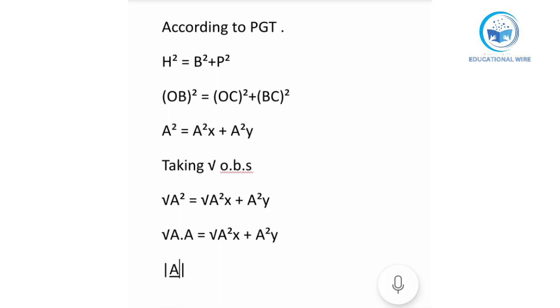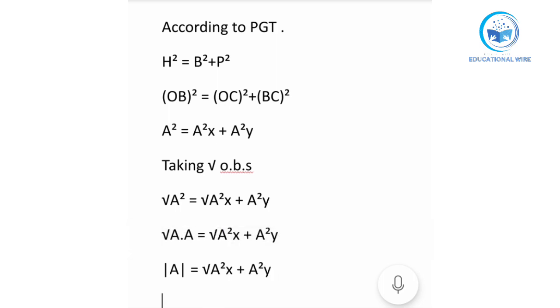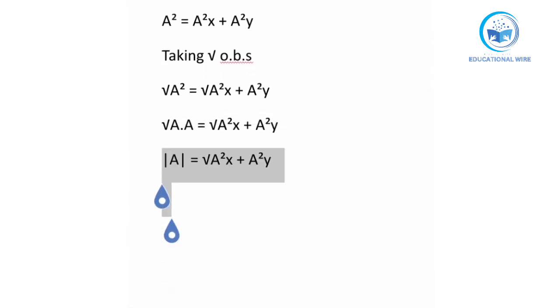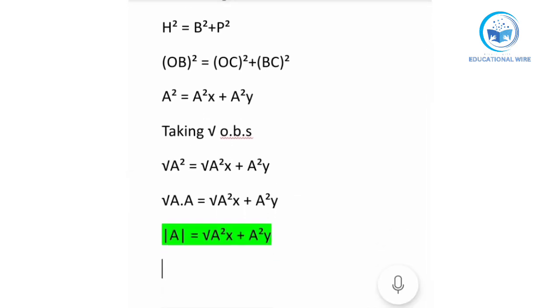So this is a formula to find the magnitude. A is equal to radical A square X plus A square Y. This is the actual formula to find the magnitude of the composition of vectors. Hope you understood this one. Let's move further with our next topic.